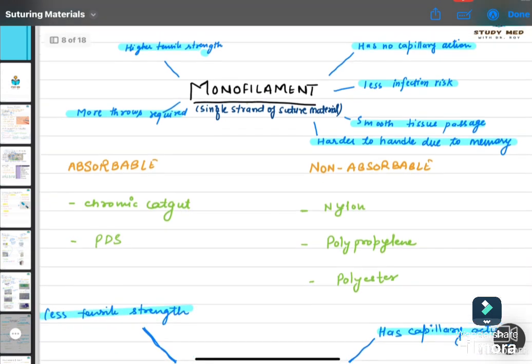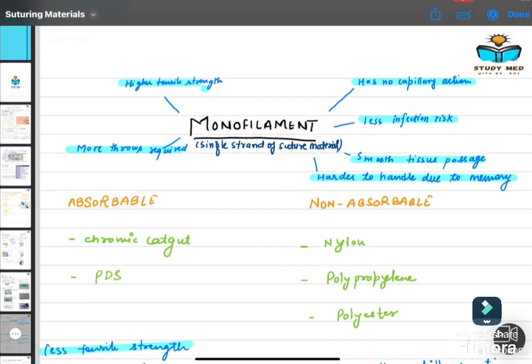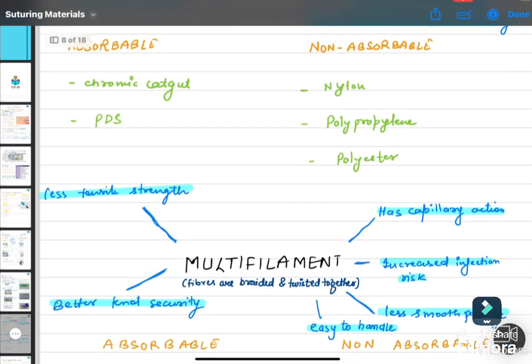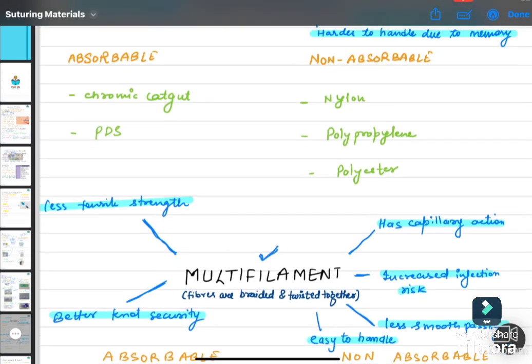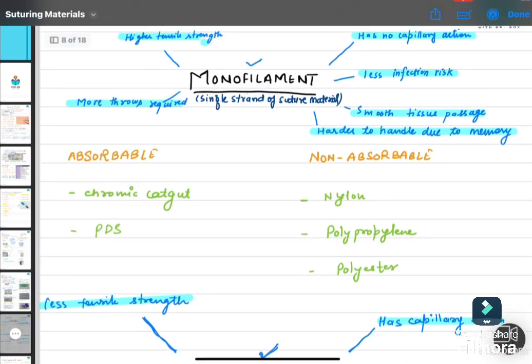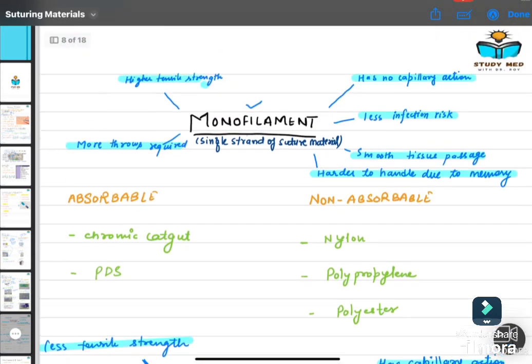Now we are going to study the very basic concept of what monofilament and multifilament actually mean, and what the significance of these suture materials is in suturing. Monofilament is single stranded suture material. Obviously we have seen it previously. Since it is single stranded, it shows certain properties. It has no capillary action. This is a good point for any suture. It should show no capillary action, otherwise it will show soakage.